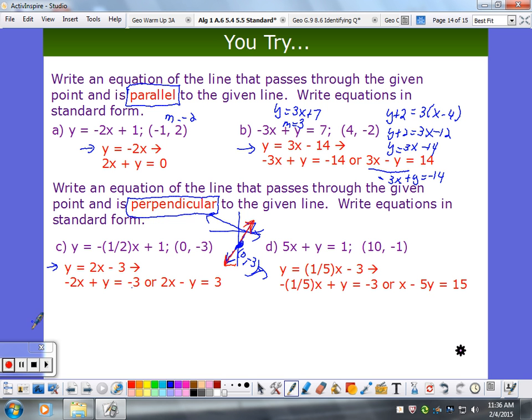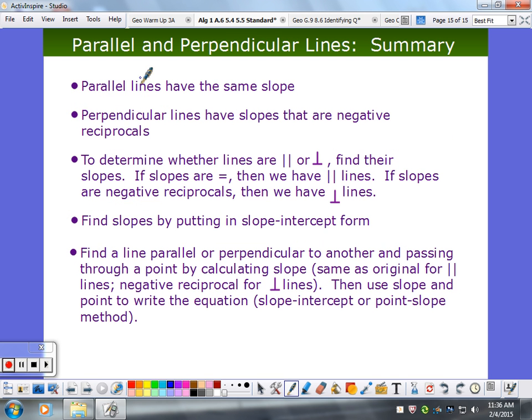And that's it. I think this is the summary page. Parallel lines have the same slope. Perpendicular lines have slopes that are negative reciprocals. If you want to know if lines are parallel or perpendicular, just look at their slopes. You can find different slopes by putting in slope intercept form. And we do this parallel perpendicular thing using point slope. If it's parallel, use the same slope. If it's perpendicular, use the negative reciprocal of the slope.